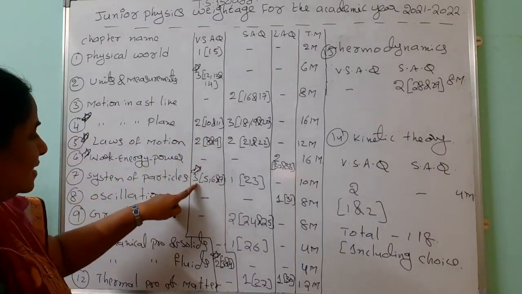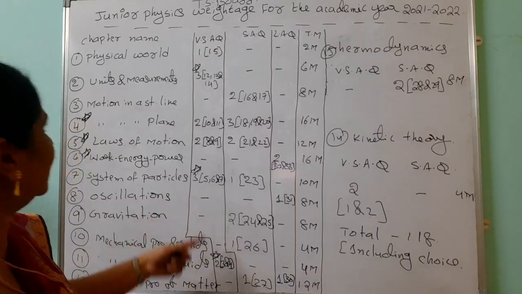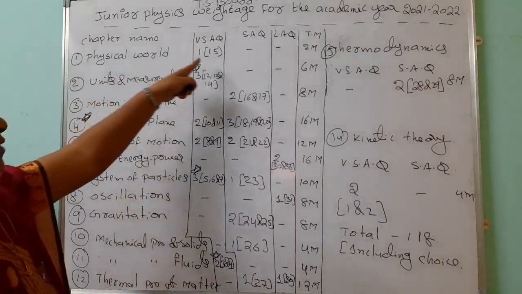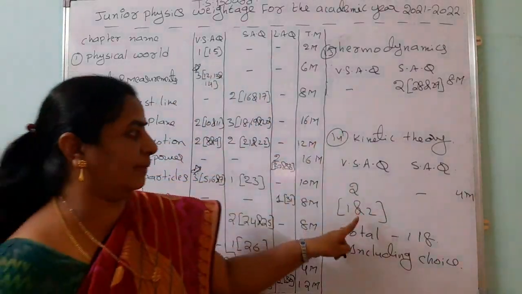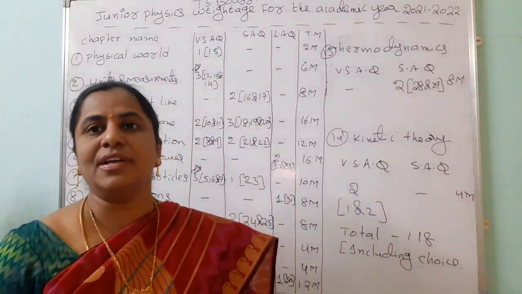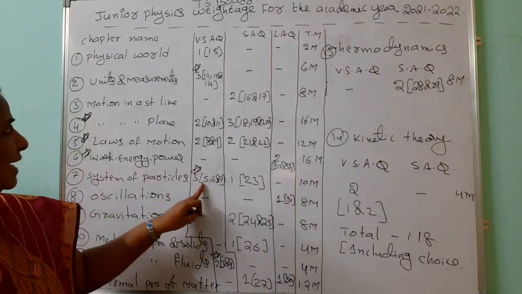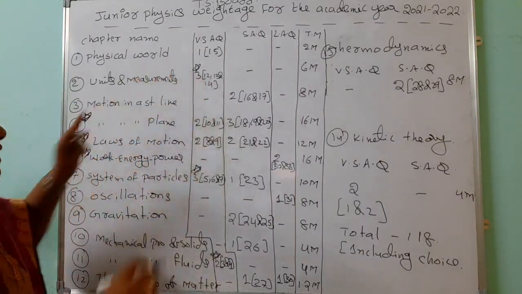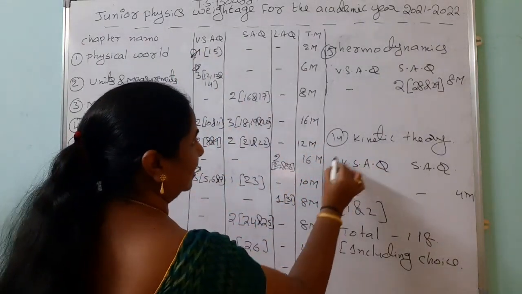See 3 plus 3, 6 plus 2, 8, and one more chapter you can choose, like physical world, which is a very small chapter. Then you can go through the kinetic theory. So if you are reading physical world, kinetic theory and system of particles, units and measurements, look here, it is very small and simple chapter. Star marks I am giving here.